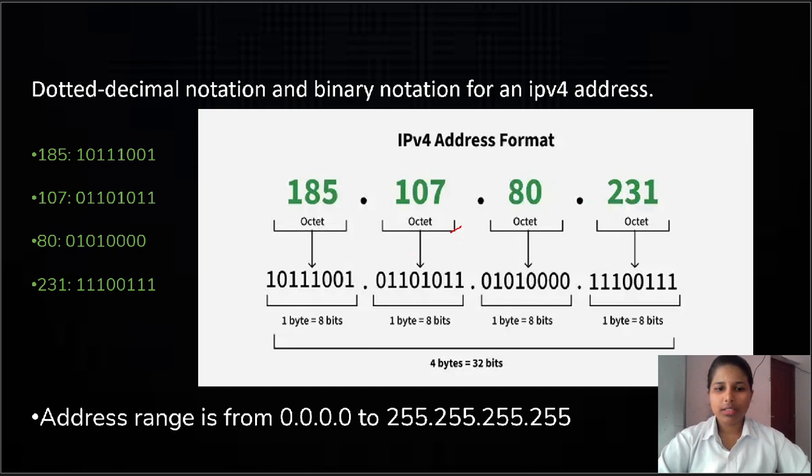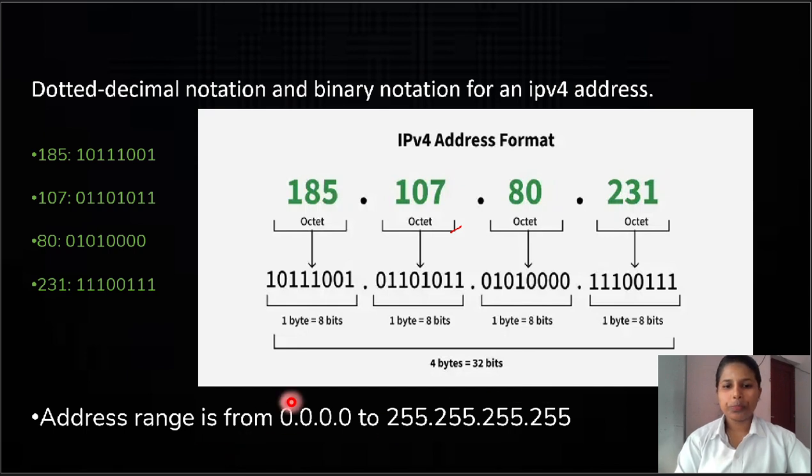Here we can see an example, 185.101.80 and so on. I hope you know about the conversion of binary to decimal and octal to decimal. When we convert 185 to binary, this is the value we get: 185 is equal to 10111001. And when we convert the next octet, 107, we get 01101011, and the same for the others. When we convert this, we will get the 32 bits. That is how we get it.